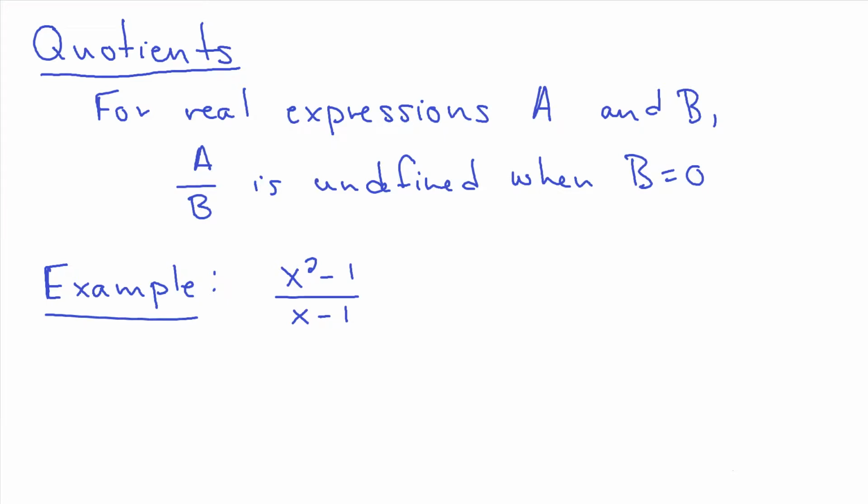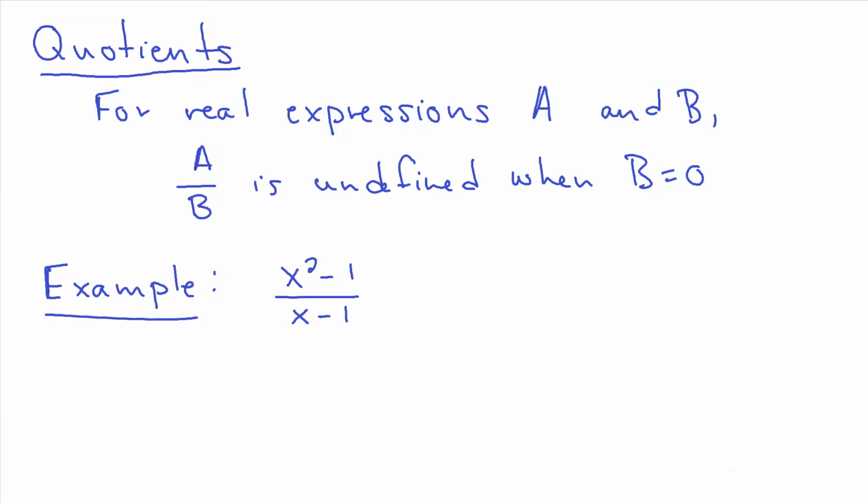Hi, this is Dr. Goldstein, and I am going to talk about a very important property of quotients that applies to any kind of rational function. Anytime you have two real expressions A and B, the quotient A over B is undefined whenever the bottom expression B is equal to 0. Here's an example to show you what this means.